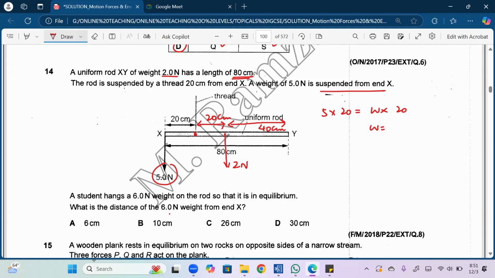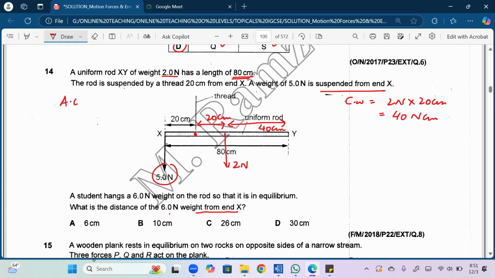A student hangs 6 Newton weight on the rod so that it is in equilibrium. What is the distance of the 6 Newton weight from the end X? Now we have to see what the clockwise and anti-clockwise moments are. So let's talk about it. What are the clockwise moments? Clockwise moments are 2 newtons times 20, which is equal to 40 Newton centimeter.